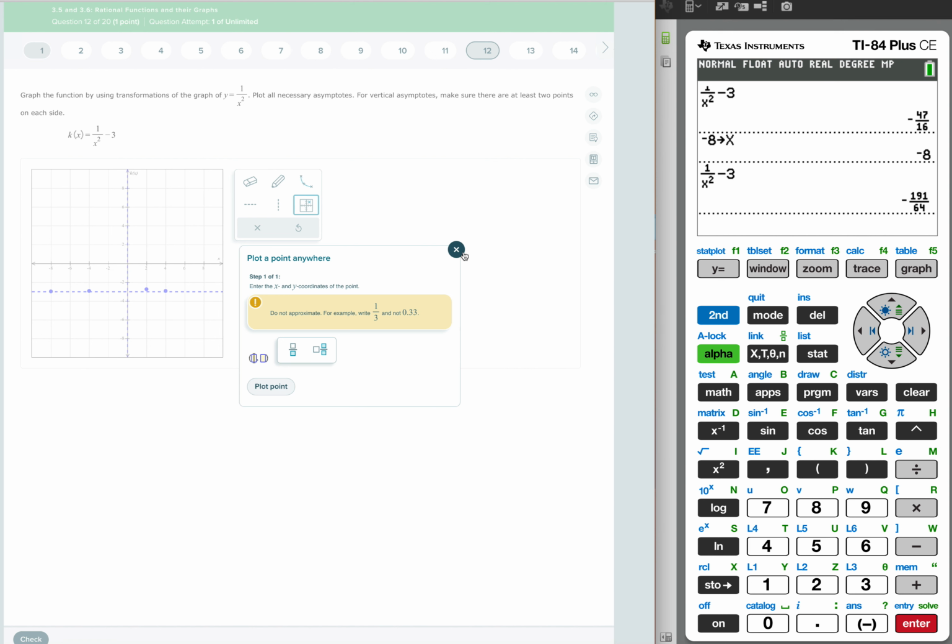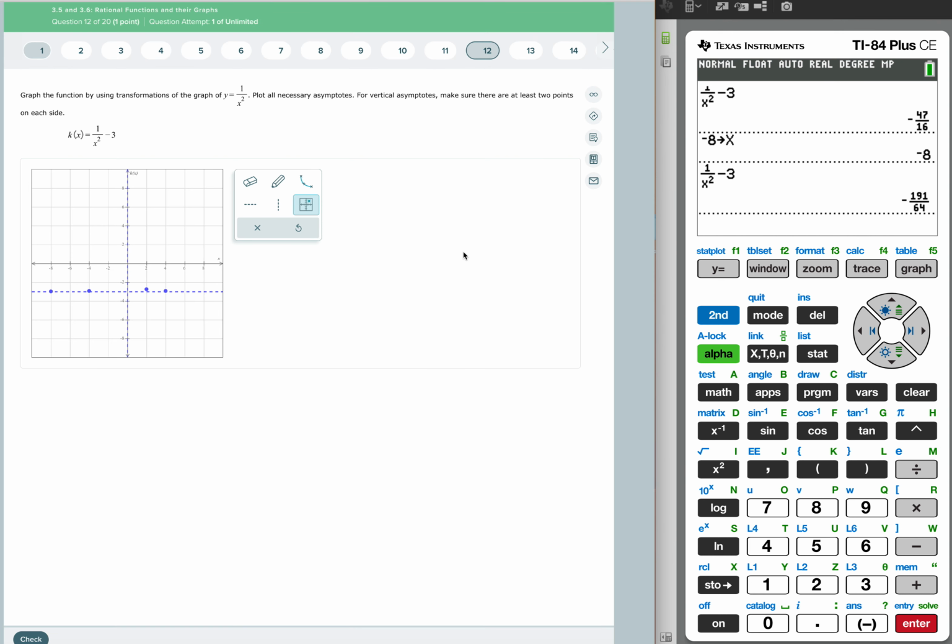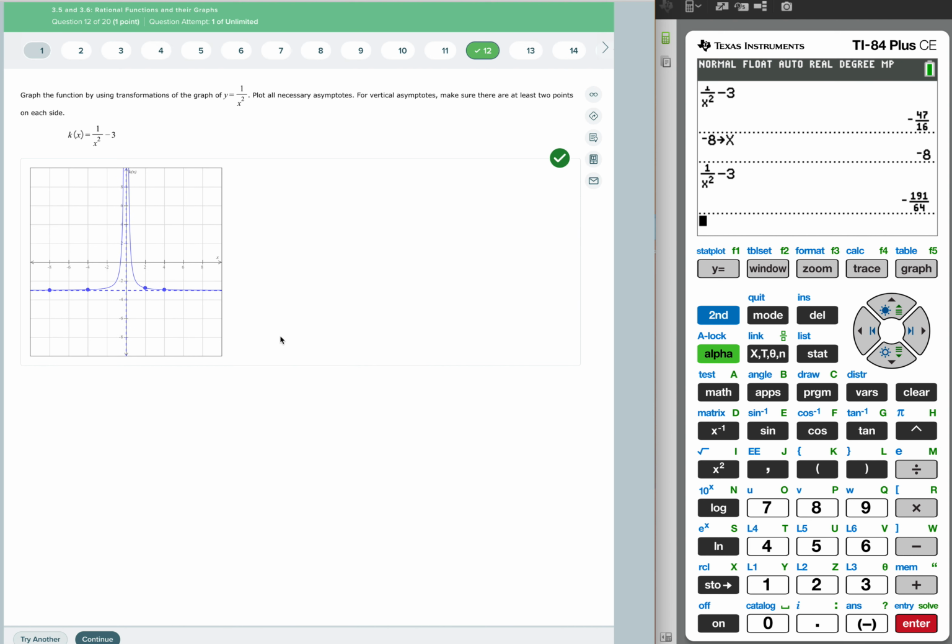Okay, we should be able to go ahead and click to graph the function. And there it is. It is 1 over x squared, which used to be right up here, shifted down 3 units. And checking that, you can see that that was correct.